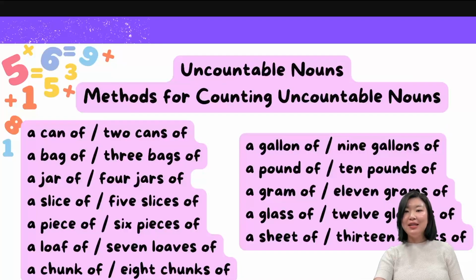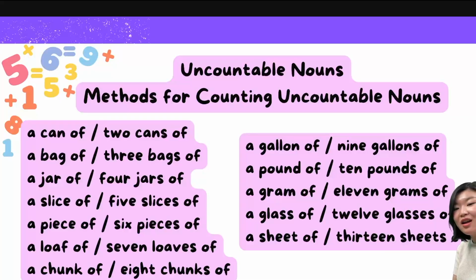So I've listed some of the methods for counting uncountable nouns. A can of, 2 cans of. A bag of, 3 bags of. A jar of, 4 jars of. A slice of, 5 slices of. A piece of, 6 pieces of. A loaf of, 7 loaves of. A chunk of, 8 chunks of. A gallon of, 9 gallons of. A pound of, 10 pounds of. A gram of, 11 grams of. A glass of, 12 glasses of. A sheet of, and 13 sheets of.